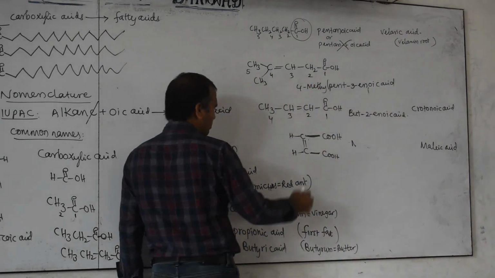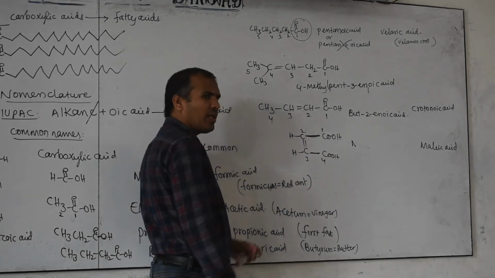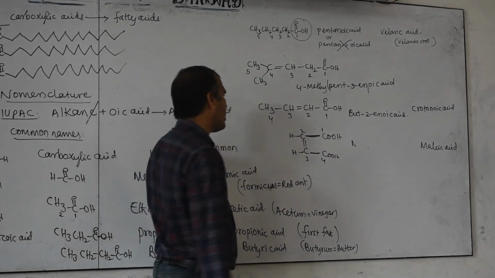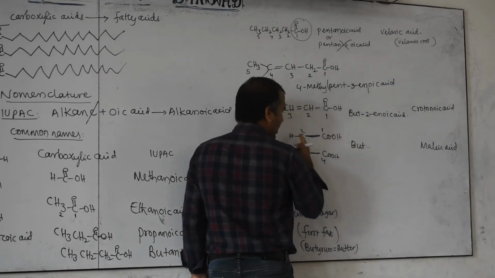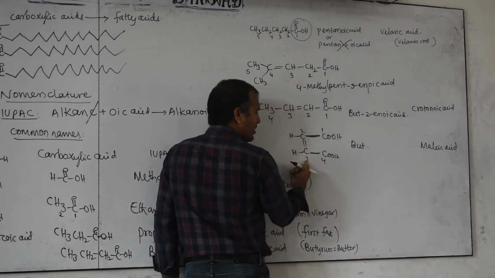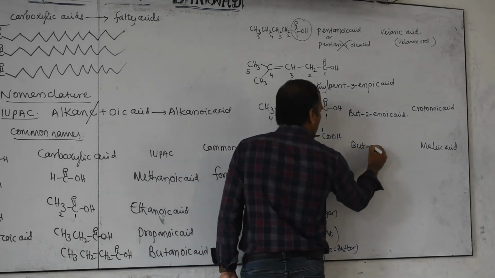IUPAC name: 1, 2, 3, 4. Total how many carbons are there? 4 carbons. The double bond is at the second position, or from this side again the second position will come. 1, 2, 3, 4, so that's the second position.